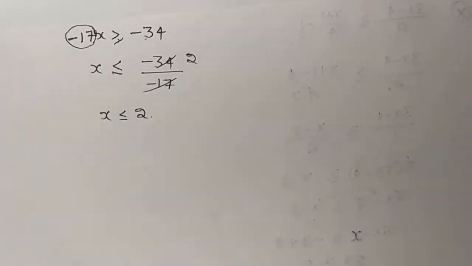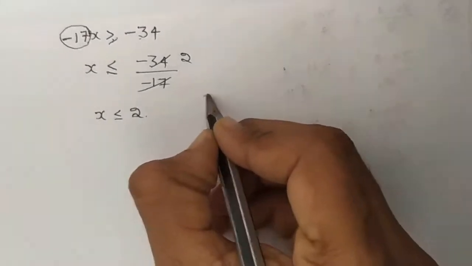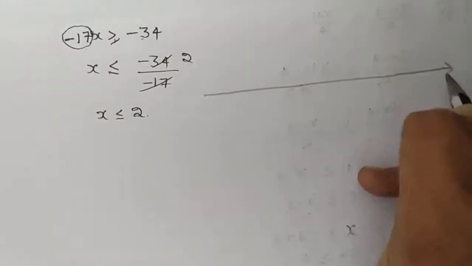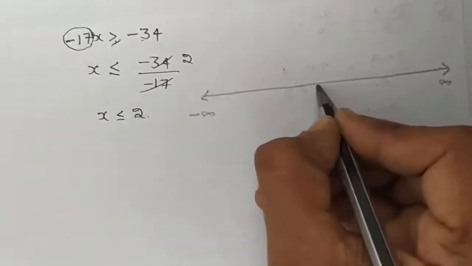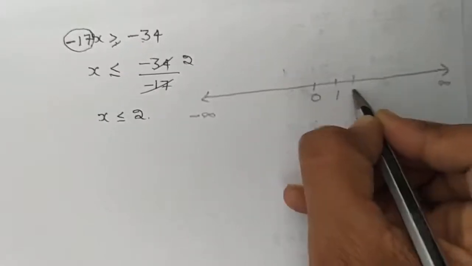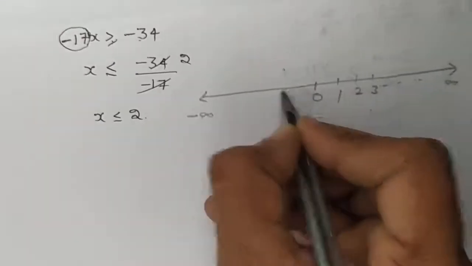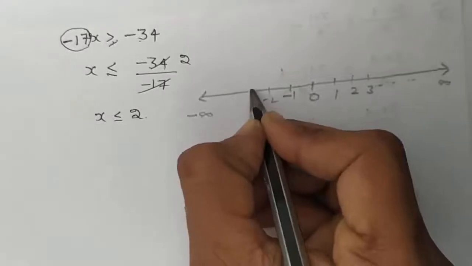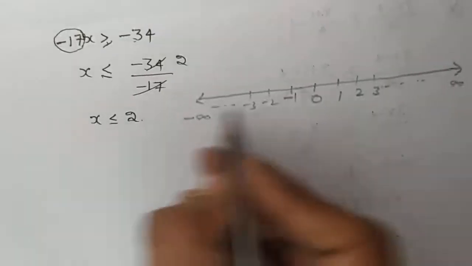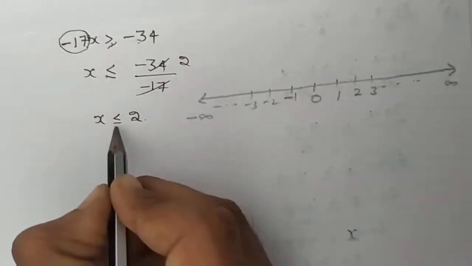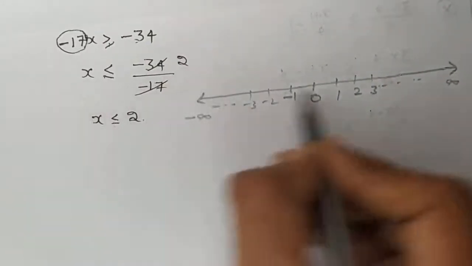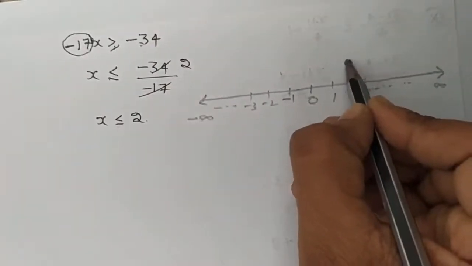Now, how to represent this on a number line? Take one number line from plus infinity to minus infinity: 0, 1, 2, 3, 4, 5, 6 and so on, and minus 1, minus 2, minus 3 and so on. Where will 2 come? Here it will be 2. Is 2 included or excluded? Observe this symbol, less than or equal to. 2 is included.